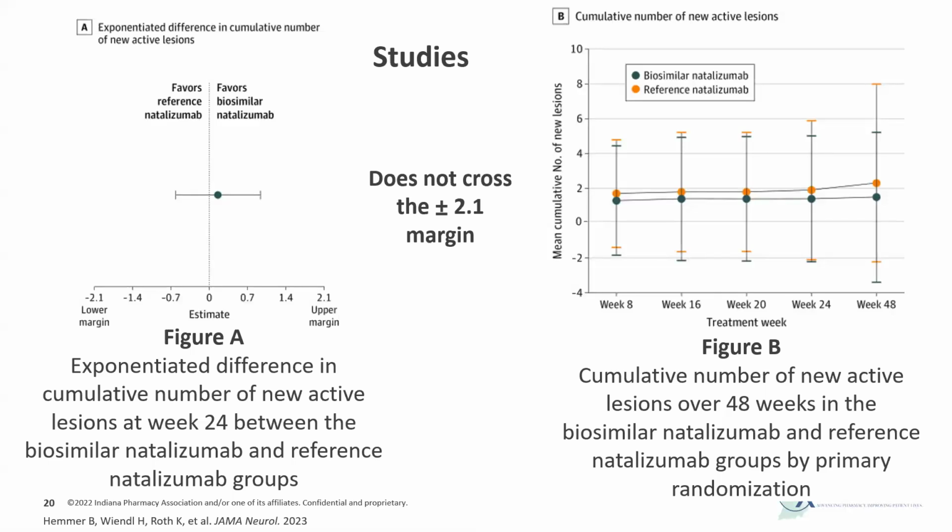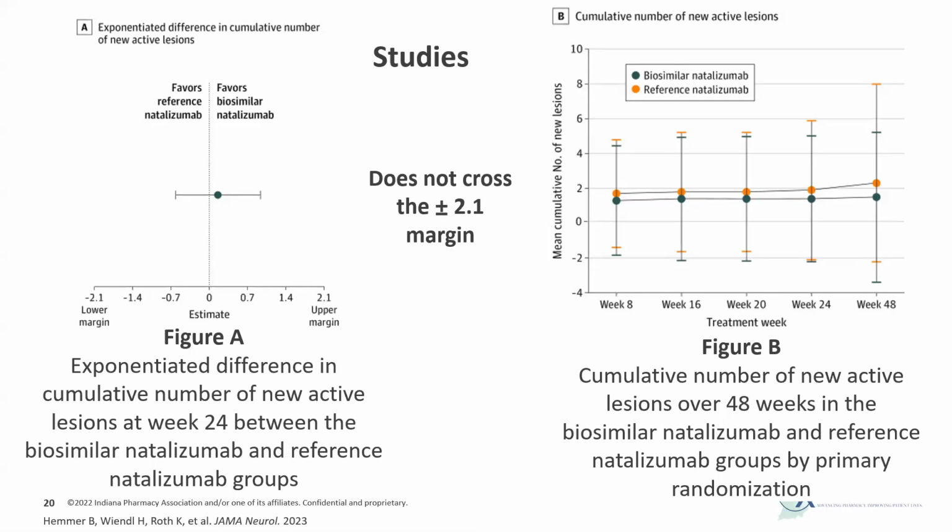So we saw two examples of studies that need to be assessed for approval of biosimilars. And I believe that this study was done and helped to prove the safety and efficacy of a natalizumab biosimilar that is out on the market. And then figure B is looking at a slightly more descriptive view of new active lesions over 48 weeks, and the reference product and the biosimilar natalizumab were very, very similar. Those lines were very close to one another.